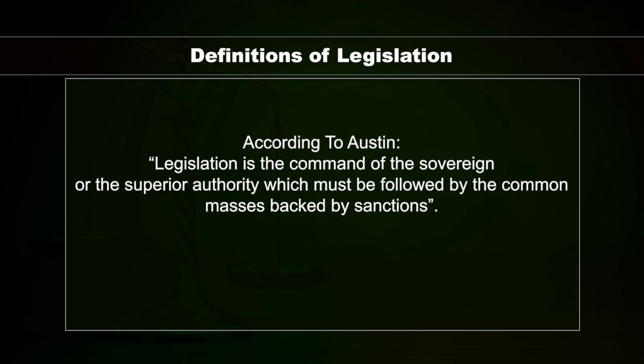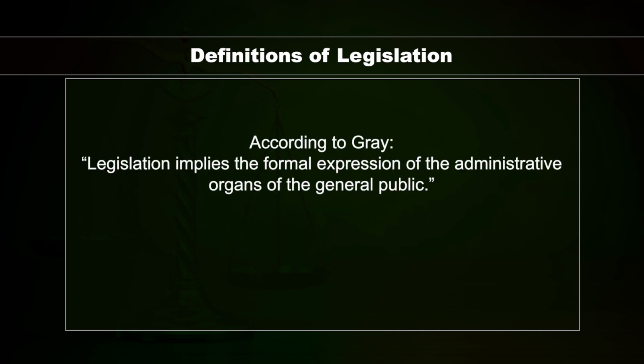According to Salmond, legislation is that source of law which comprises the assertion of lawful standards by a competent specialist. According to Austin, legislation is the command of the sovereign or the superior authority which must be followed by the common masses, backed by sanctions. Further, according to Gray, legislation implies the formal expression of the administrative organs of the general public.